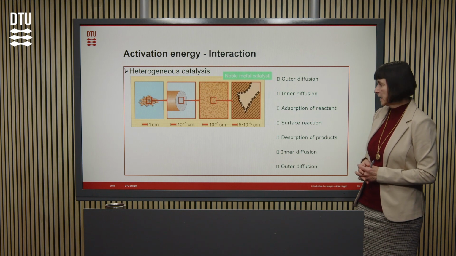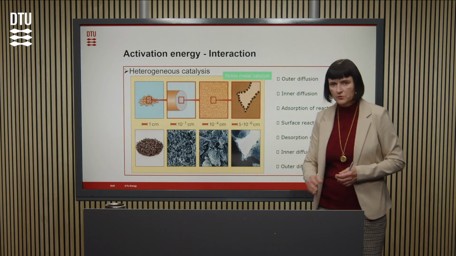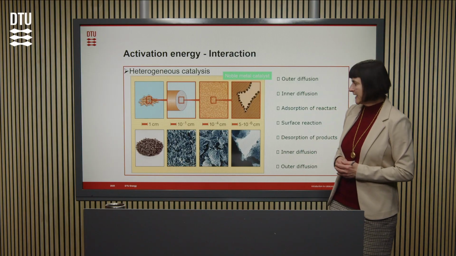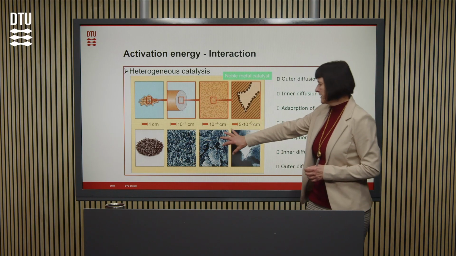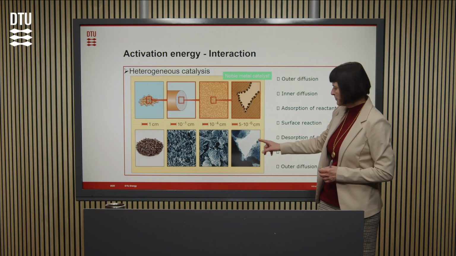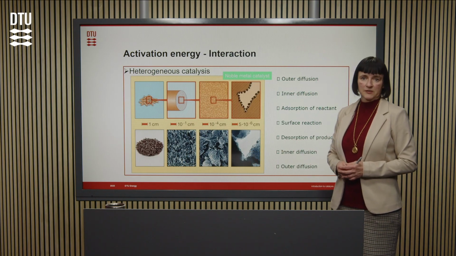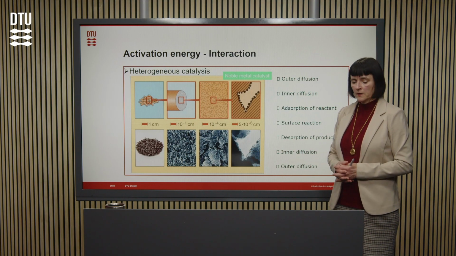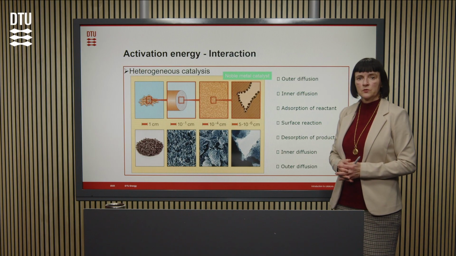Just to show you how it looks in reality, I have kind of photos of the same scale. So you have here a catalyst pellet. Then when you zoom with the microscope more and more, you end up at a pore, and here you see some black small dots that are these noble metal particles that are the active sites. So this is how the overall catalytic process could look like.